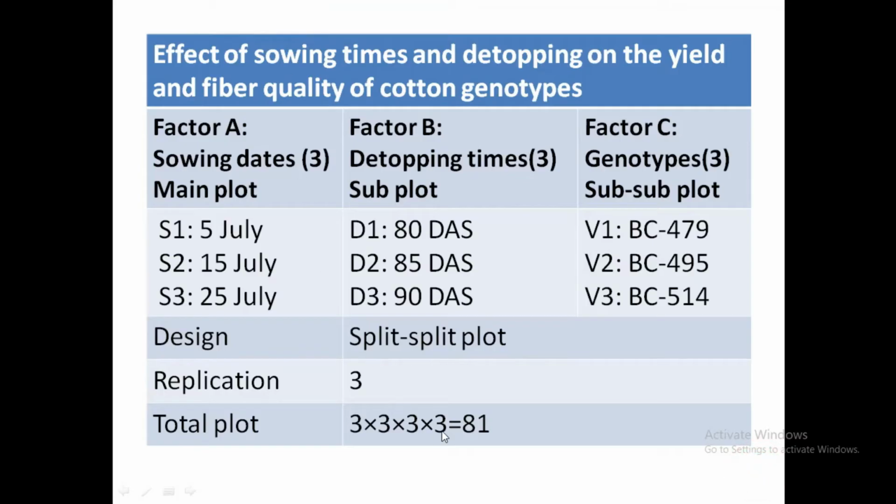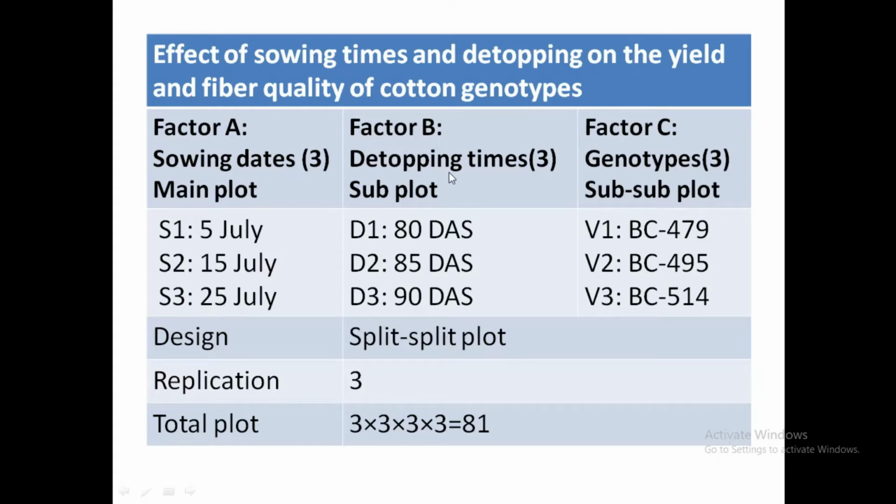Our experiment is the effect of sowing times and detopping on the yield and fiber quality of cotton genotypes. There are three factors in this agricultural experiment. Factor A, sowing dates, is called the main plot. There are three sowing dates: S1 5 July, S2 15 July, and S3 25 July.